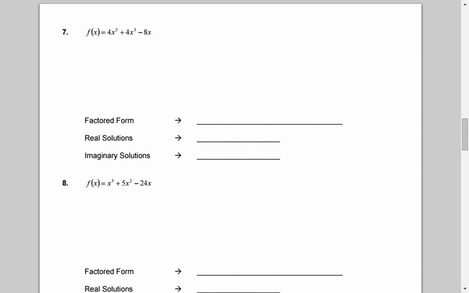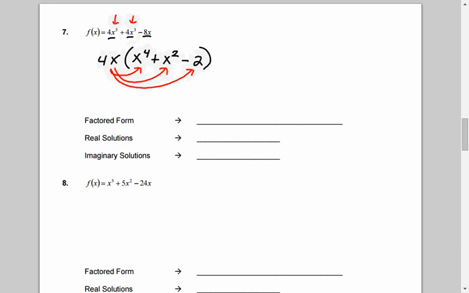First thing I notice is there's something in everything. Do you see there's a number in everything and there's a variable in everything? So 4 comes out of everything and x comes out of everything. And what I'm left with is x to the 4th plus x squared minus 2. And how can I know I'm right? I can FOIL it out quick. That times that makes 4x to the 5th. Yay. That times that makes 4x to the 3rd. Yay. And that times that makes negative 8x. Yay. Okay. So I factored it so far, but I'm not done.